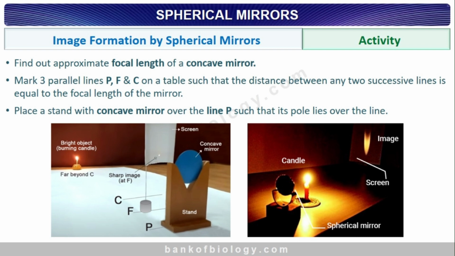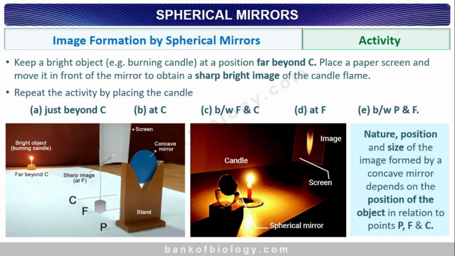Place a stand with a concave mirror over the line P such that its pole lies over the line. Keep a bright object, a burning candle, at a position far beyond C. Place a paper screen and move it in front of the mirror to obtain a sharp bright image of the candle flame. Repeat the activity by placing the candle at A.